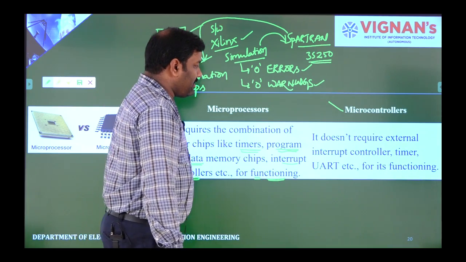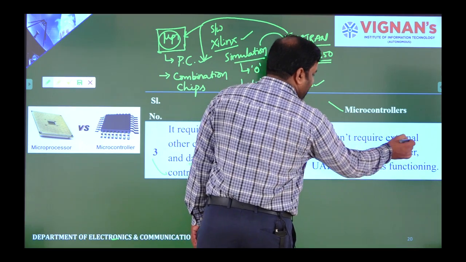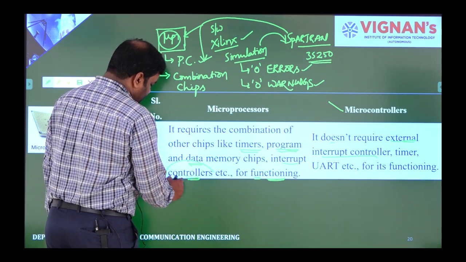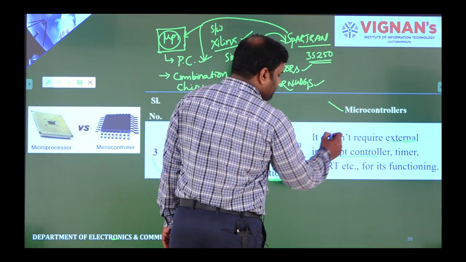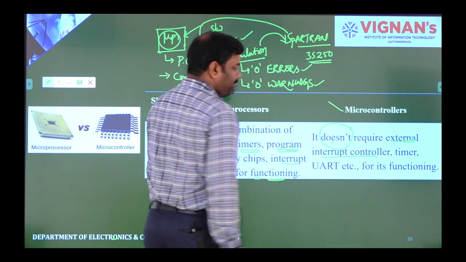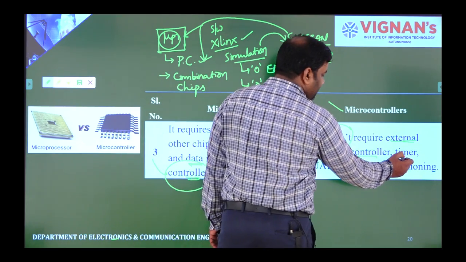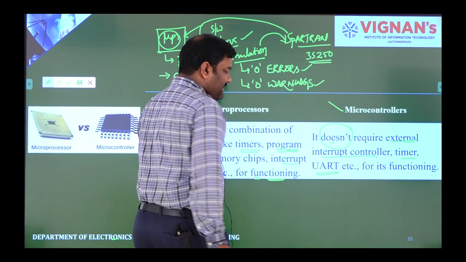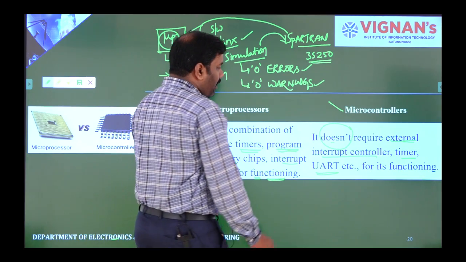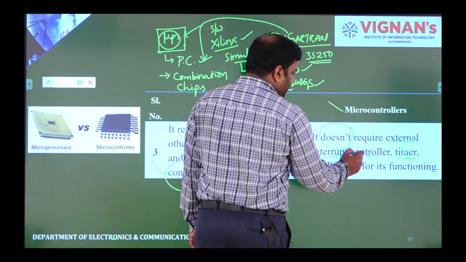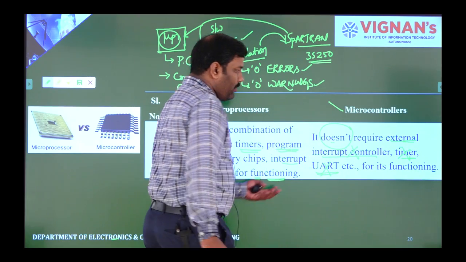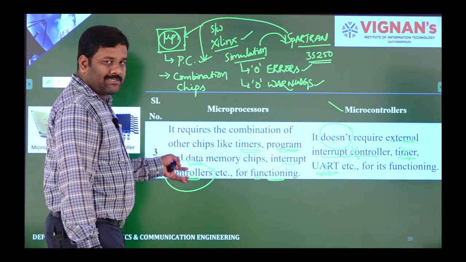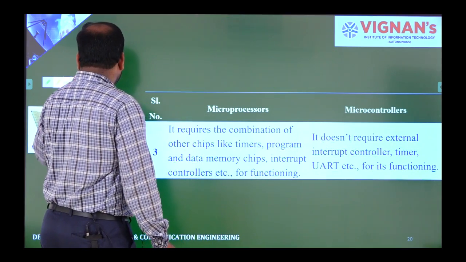When it comes to microcontrollers, they do not require any external interrupt controller, because for a microprocessor you need an interrupt controller, but here there is no need of any interrupt controller. No need of a timer, because it already has a timer. And UART, universal asynchronous receiver and transmitter. So all these components, timer, interrupt controller, UART, are not needed with a microcontroller because they are already inbuilt. When it comes to microprocessors, it needs everything.